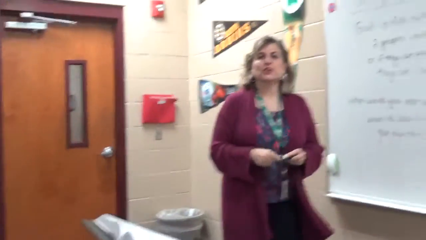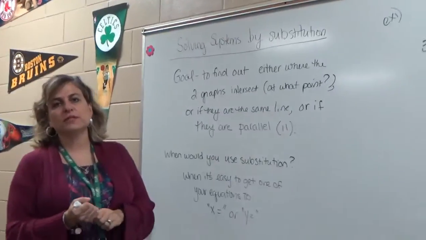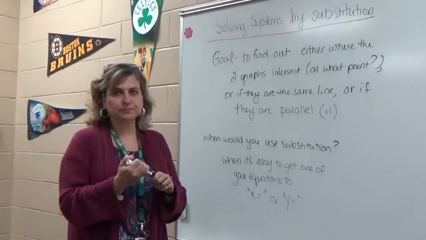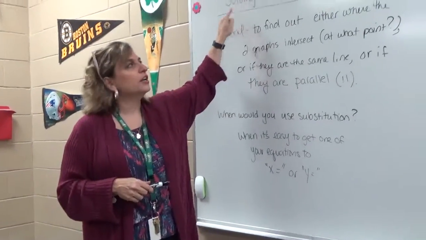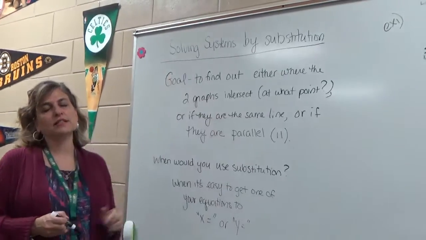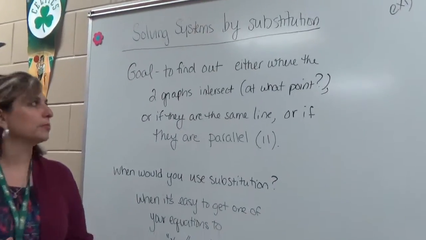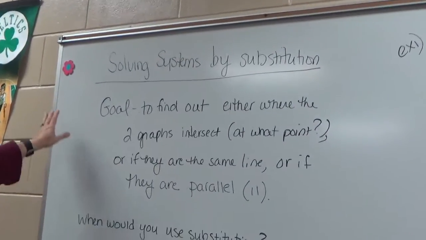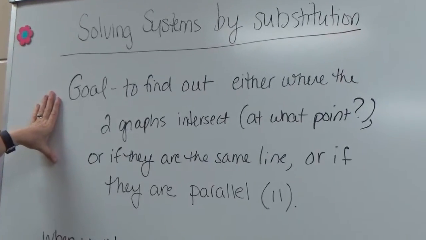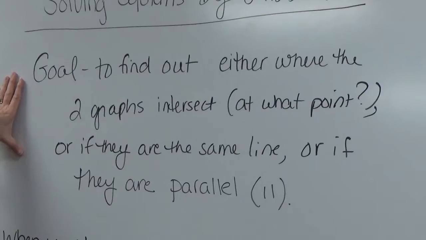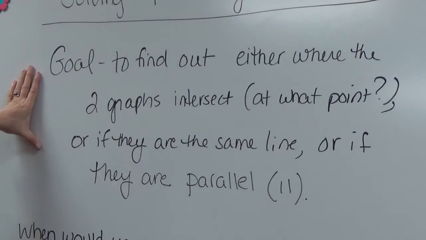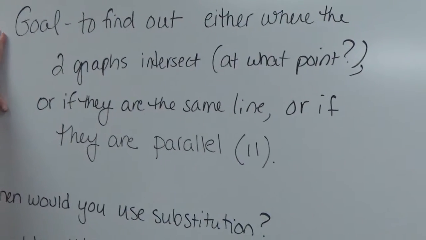All right, so you guys have already learned solving systems by graphing. So today we're going to learn solving systems by substitution. You're going to like this because it's nice. It usually works out pretty well. So write this down in your notes. Your goal is to find out either where the two graphs intersect, at what point, or if they are the same line, or if they are parallel.